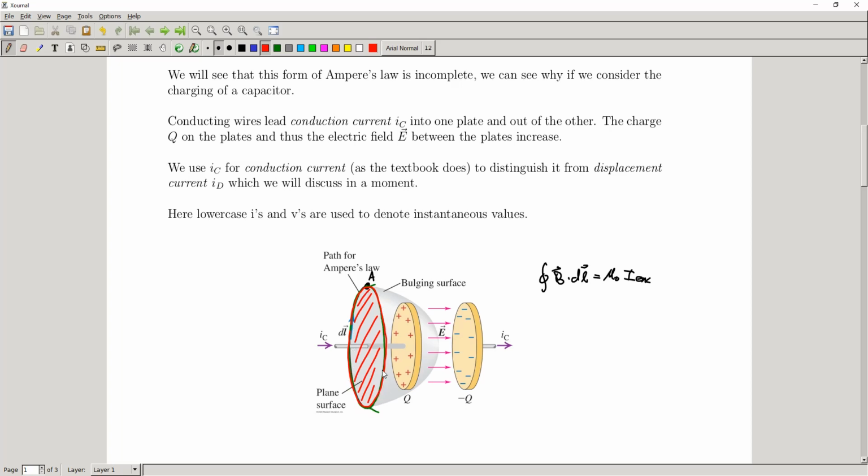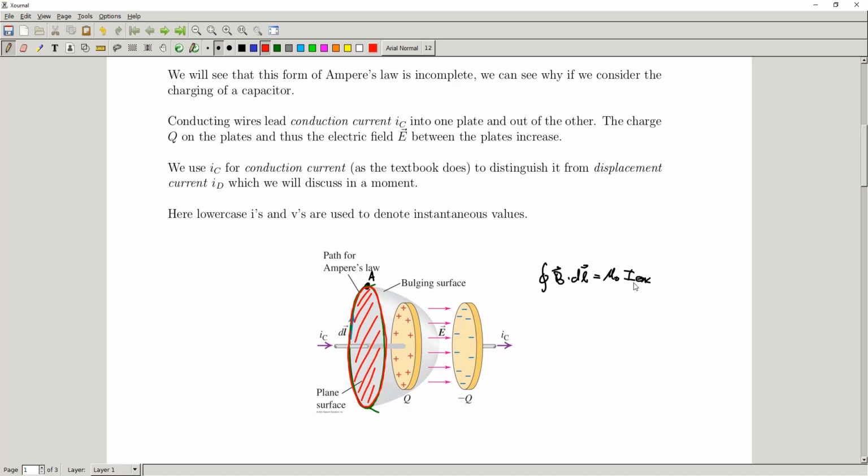Still a circle, still easy, except what is the current enclosed? Well, the current enclosed has to be whatever is puncturing through whatever that open surface is. And in this case, there is no current puncturing through the open surface, at least no current in the way that we would normally describe it, right? There is no IC running through the surface here, right?